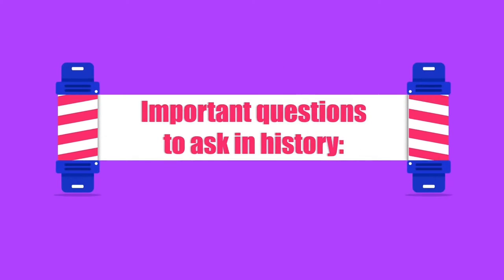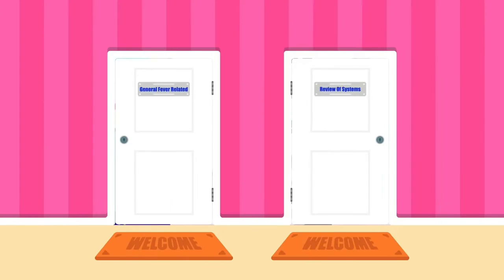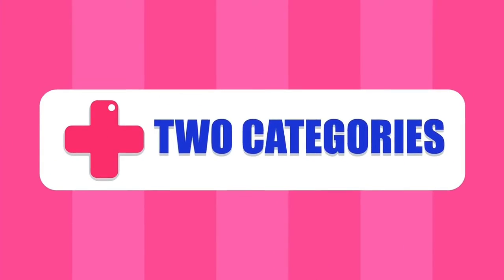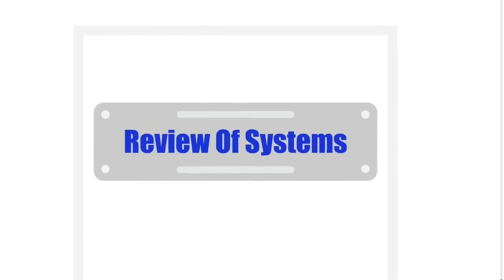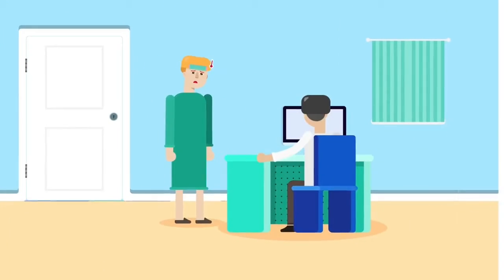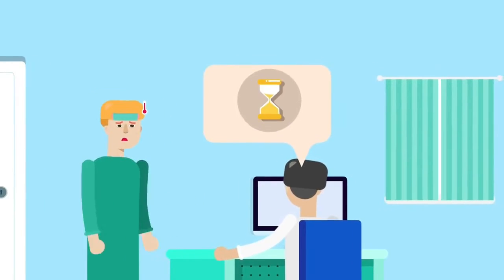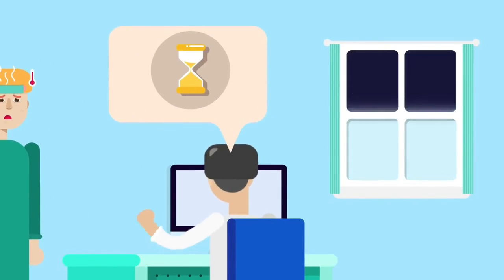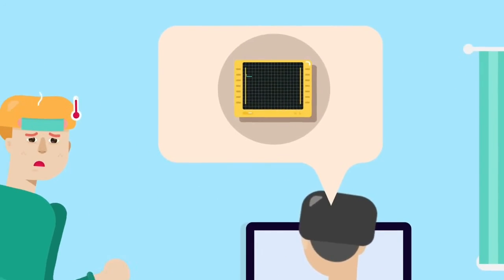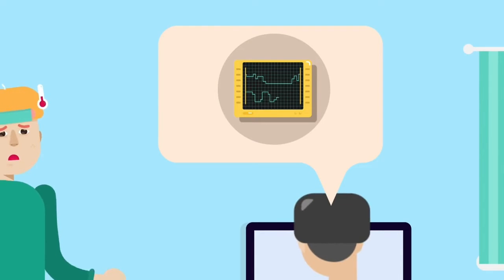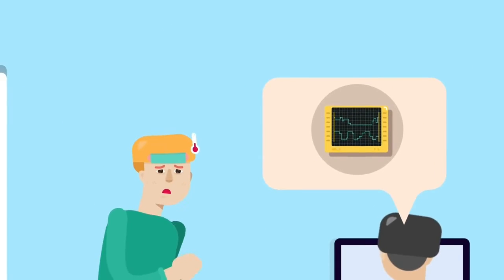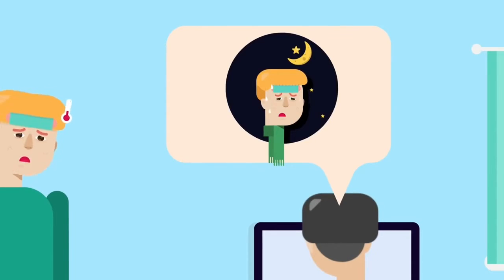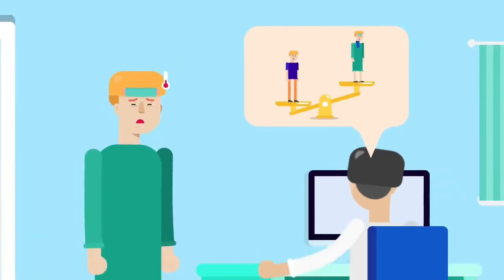Important questions to ask in history. These can be broadly divided into 2 categories. 1. General fever-related. 2. Review of systems. Fever-specific questions include the duration of fever, the timing of the fever, what time of day is it more prominent, the character, is it remitting or relapsing, is it accompanied by chills or rigors, is there night sweating, is there weight loss, is there pain anywhere?